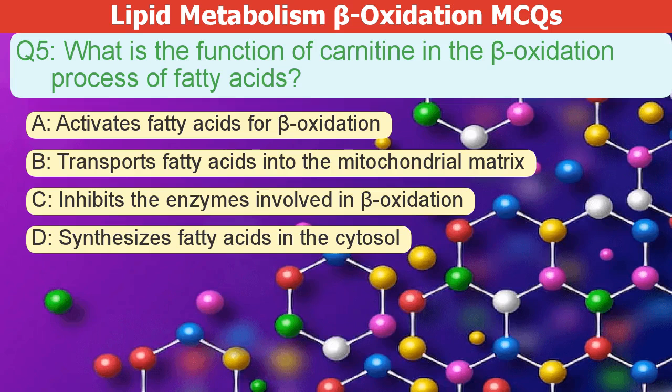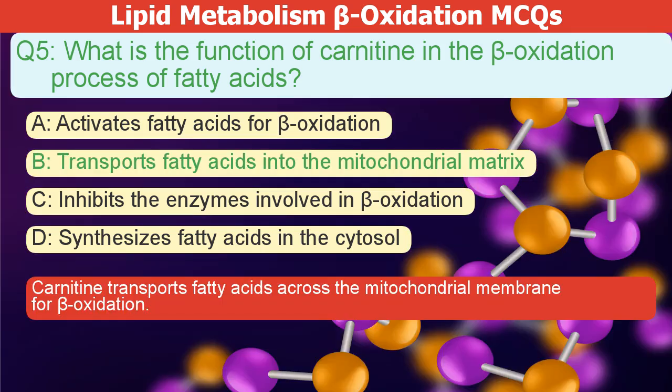What is the function of carnitine in beta-oxidation of fatty acids? A. Activates fatty acids for beta-oxidation. B. Transports fatty acids into the mitochondrial matrix. C. Inhibits the enzymes involved in beta-oxidation. D. Synthesizes fatty acids in the cytosol. The correct answer is B. Carnitine transports fatty acids across the mitochondrial membrane for beta-oxidation.